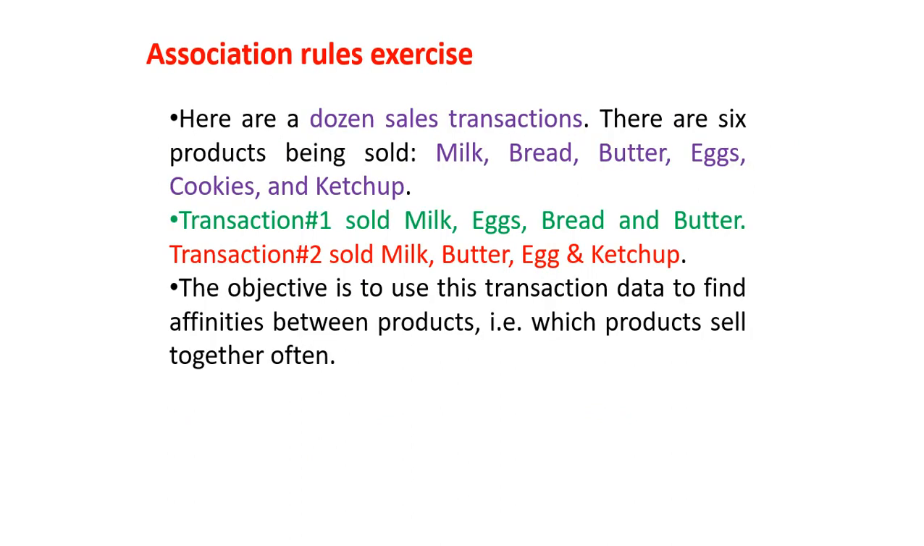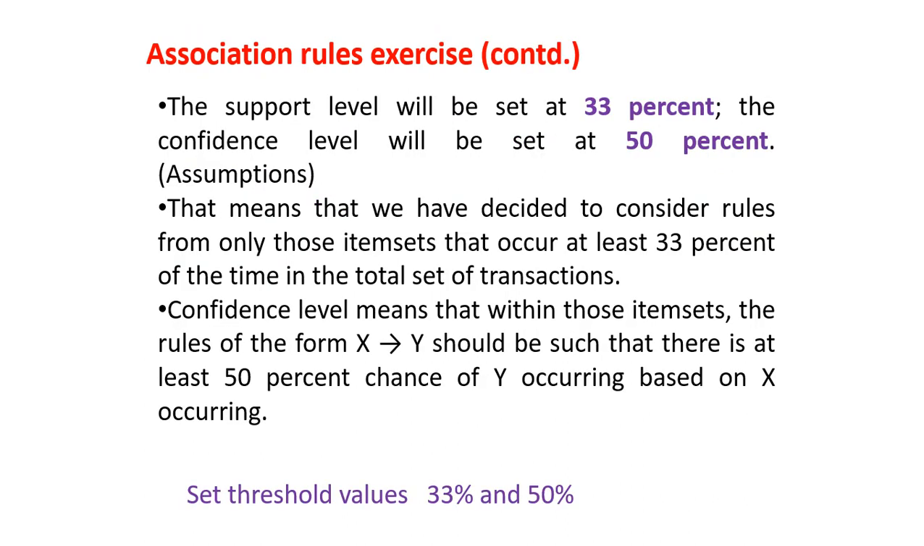Here a dozen sales transactions are considered. In this example, there are 12 transactions in which 6 products are sold: milk, bread, butter, eggs, cookies, and ketchup. Transaction 1 sold milk, eggs, bread, and butter. Transaction 2 sold milk, butter, eggs, and ketchup, and so on. The main objective is to use this transaction data to find affinities between products, that is, which products sell together often. We'll do this in an unsupervised manner.